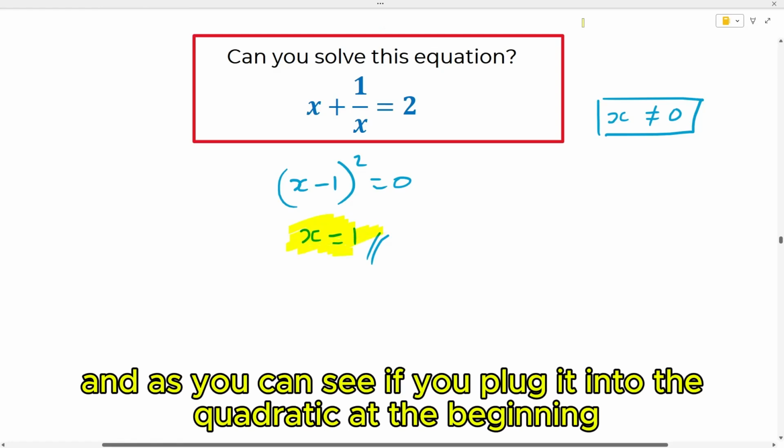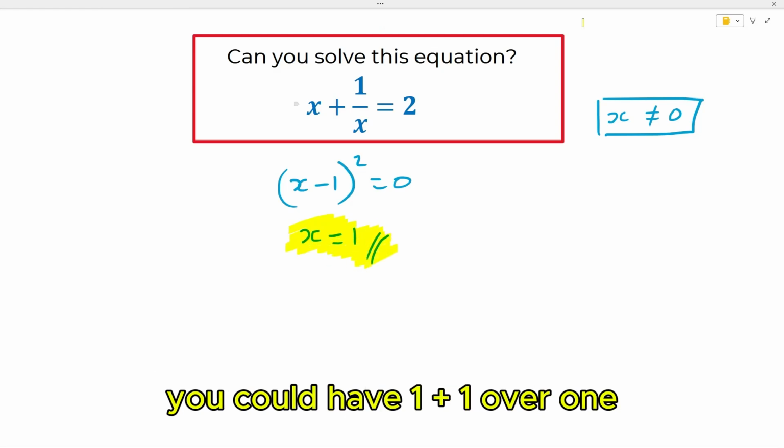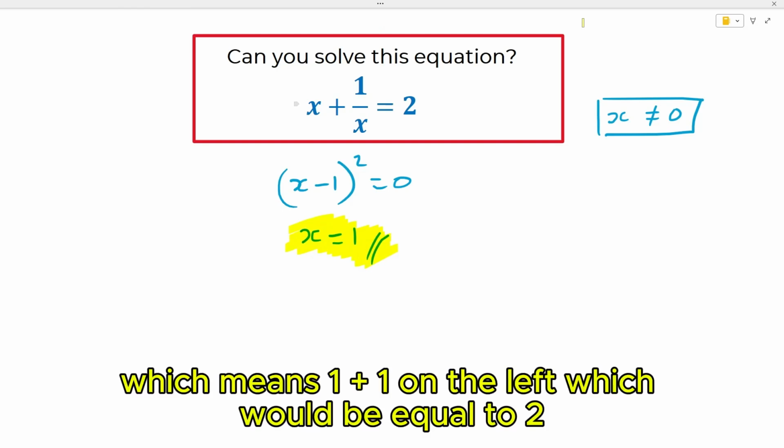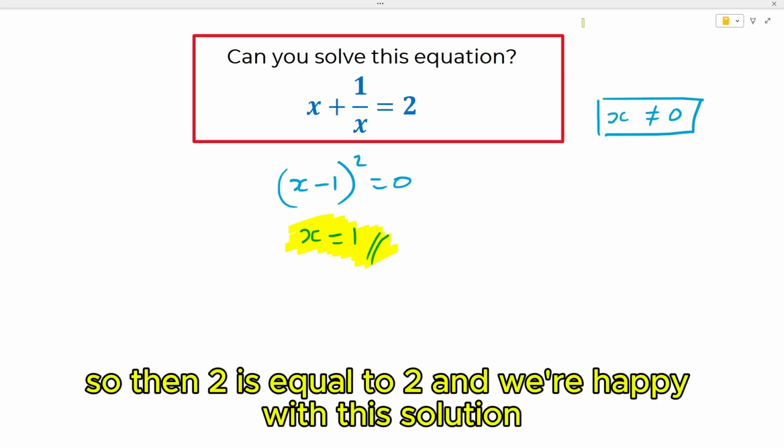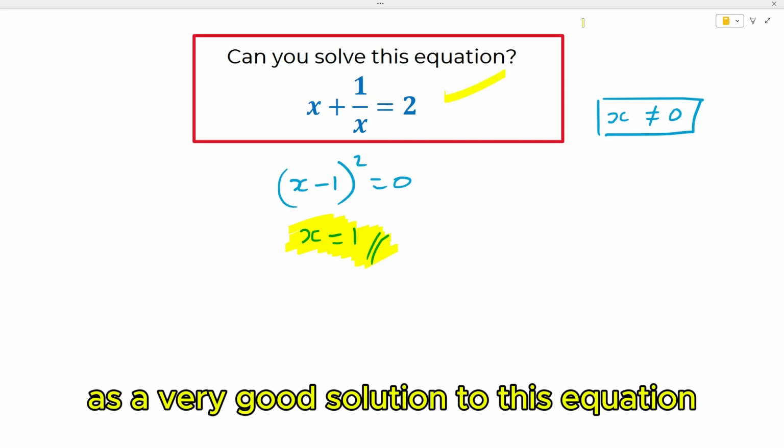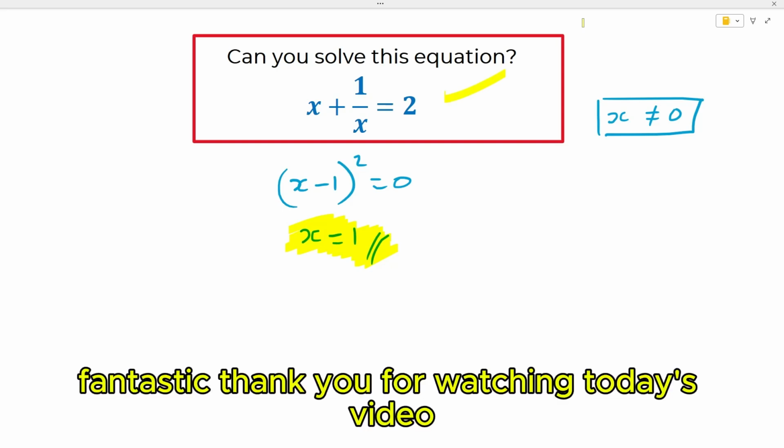And as you can see, if you plug it into the equation at the beginning, you have 1 plus 1 over 1, which means 1 plus 1 on the left, which would be equal to 2. So then 2 is equal to 2, and we're happy with this solution as a very good solution to this equation.